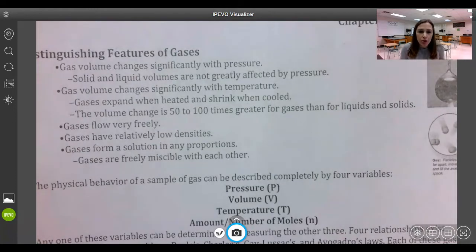So I told you I would go through the second example of each of our gas laws a little bit slower, so that if you need a little bit of help with them, you have a chance to hear me talk through each of them again.